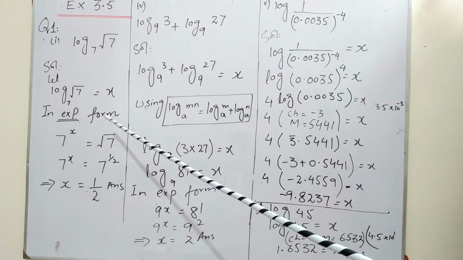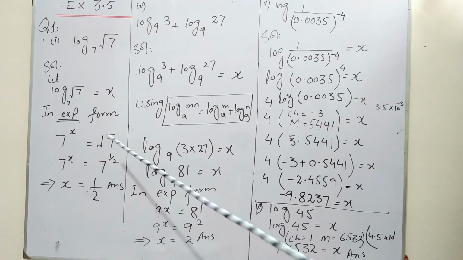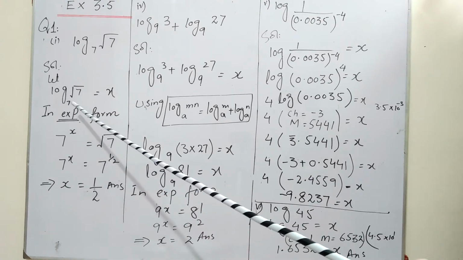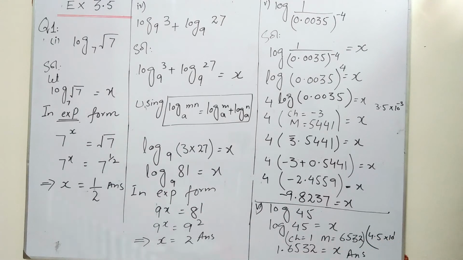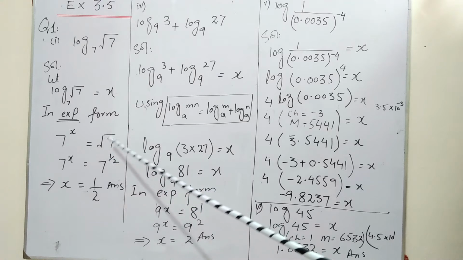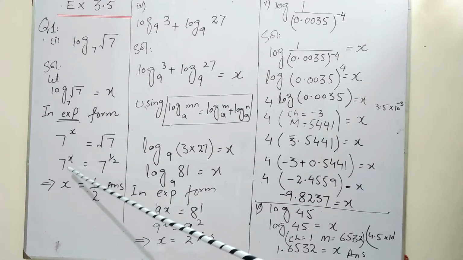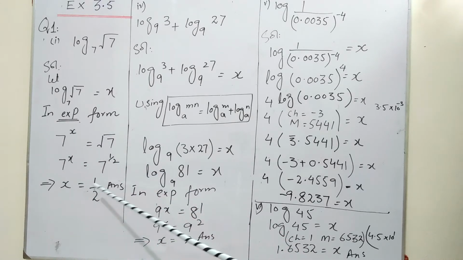Now, next step is we write it in the exponential form as we have done in exercise 3.2. So base will remain at its own position and these two values are interchanged. 7 raised to the power x is equal to under root 7, which becomes 7 raised to the power x is equal to 7 raised to the power 1 by 2. Now 7 is cancelled from both the sides and x is equal to 1 by 2, which is the answer.